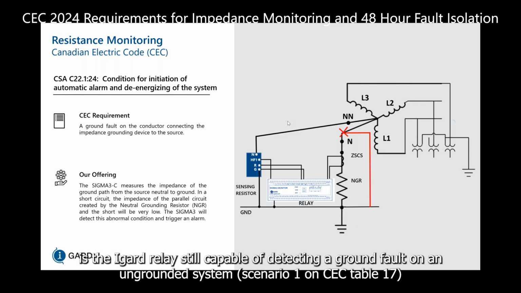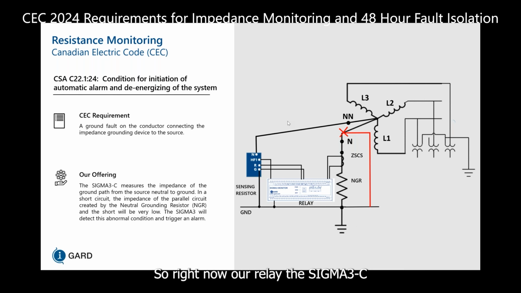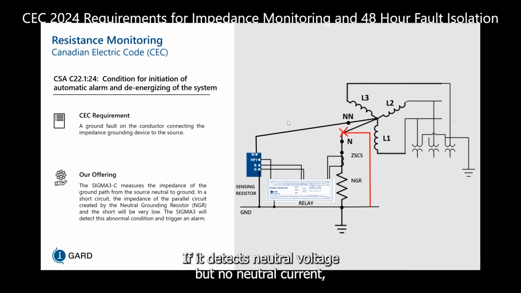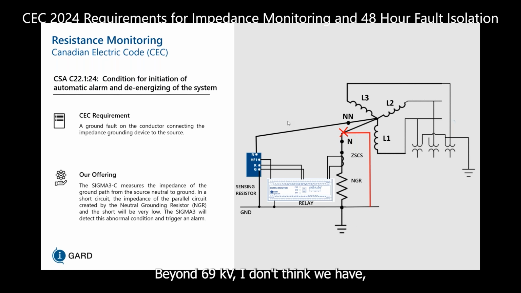Is the I-Gard relay still capable of detecting a ground fault on an ungrounded system? Scenario 1 on CEC table 17. So right now our relay, the SIGMA3-C, if it detects neutral voltage but no neutral current, then it will indicate that we're in an NGR fault situation and a ground fault situation, which will conform to scenario 1. Beyond 69 kV, I don't think we have a capability to monitor that.